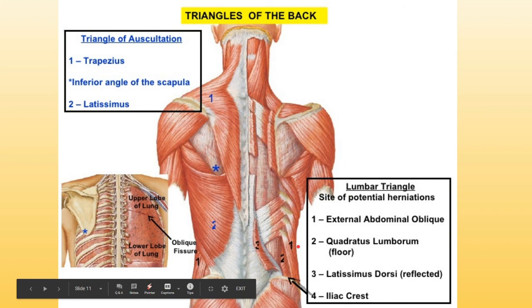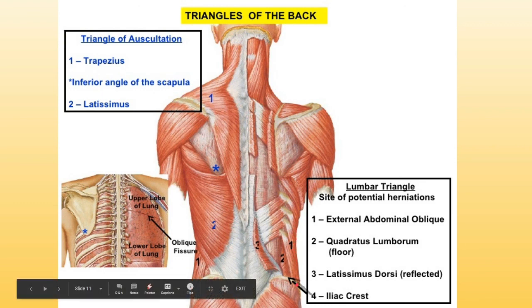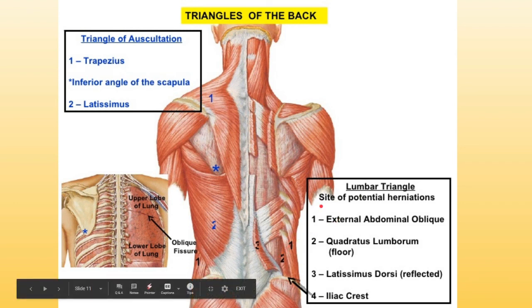Inferiorly it is bounded by the iliac crest. This is the iliac crest. So medially by latissimus dorsi, laterally by the external abdominal oblique muscle, and inferiorly by the iliac crest. And remember, its floor is formed by the quadratus lumborum muscle. And remember, the occasional hernia at this site is known as the lumbar hernia, a potential site for lumbar hernia.